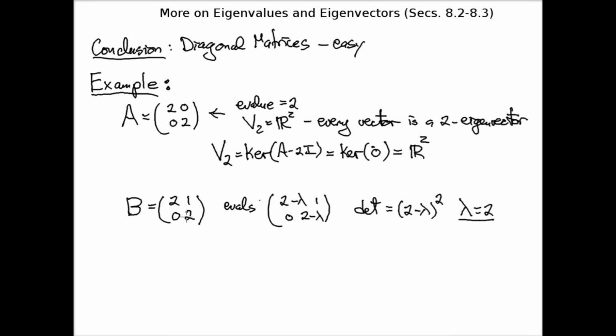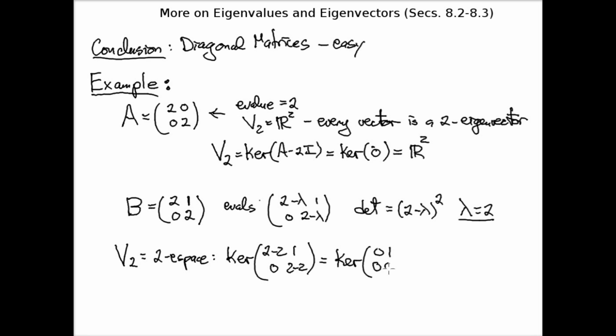And so you look at these two 2's and you say, well, I think that the dimension of the 2 eigenspace is 2. But you'd be wrong. This 1 messes you up. So let's calculate V2, the 2 eigenspace. Well, that's the kernel of the matrix with 2 minus 2, 2 minus 2. Right? You plug in lambda equal to 2 here, and you calculate the kernel of 0, 1, 0, 0. And that's not 0, so the kernel is not two-dimensional.